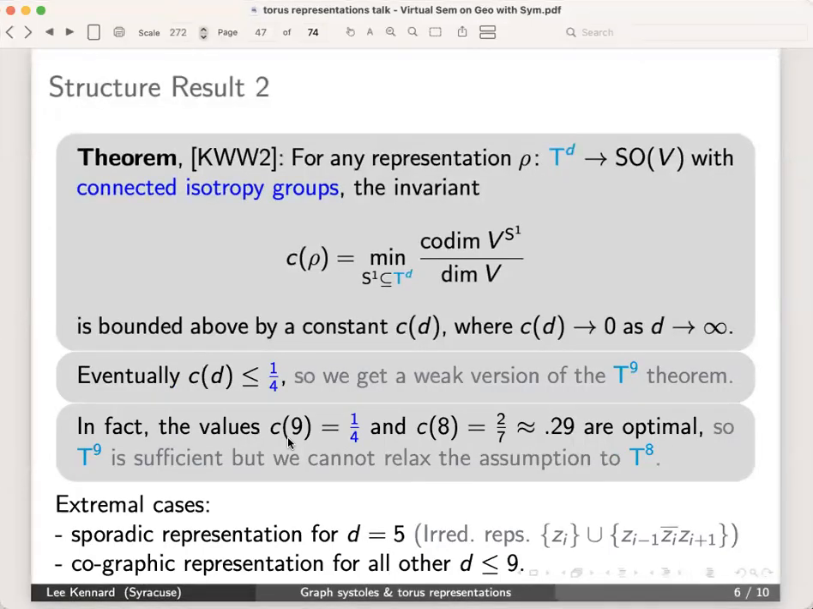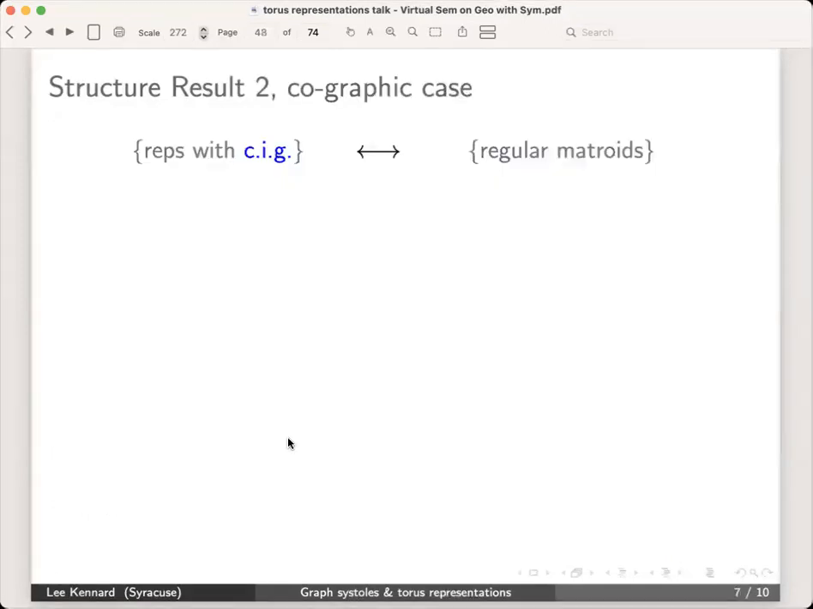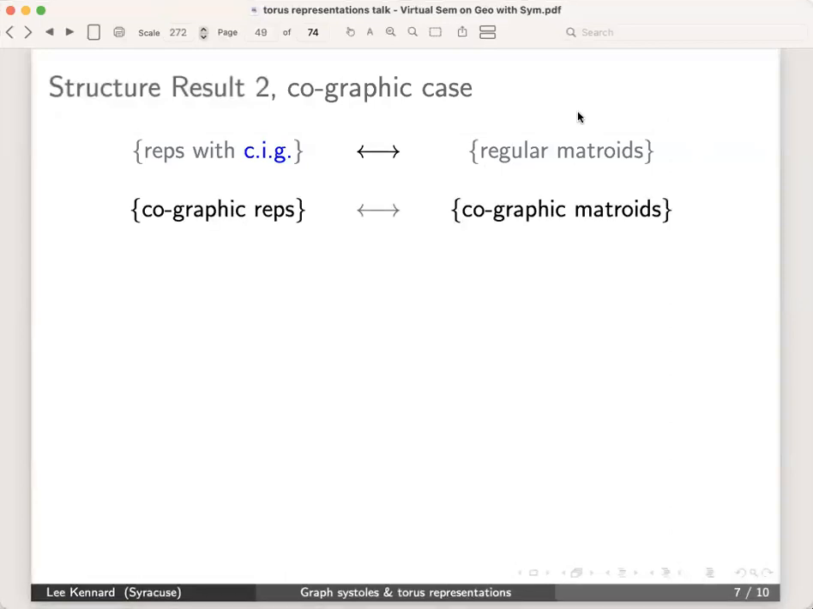Okay, so cographic representation. So again, we've got all representations with connected isotropy groups, and we proved that these are in one-to-one correspondence with regular matroids. And by Seymour, there's the different types, and so this is a subset of all regular matroids, the cographic matroids. And I've expressed that these are the problem cases. This is the largest important class. This is where we really need to do this case. This was the hardest case. And whatever representations correspond to those ones are called cographic representations in our paper.